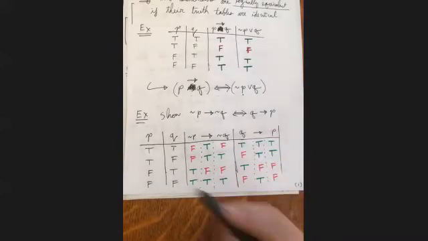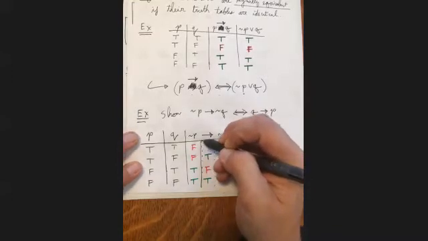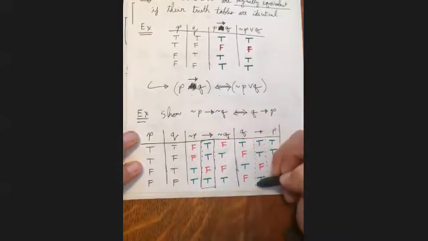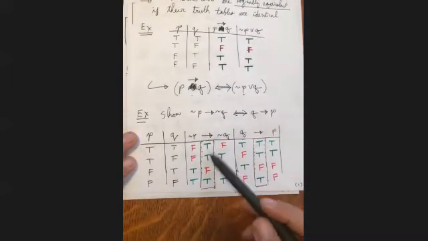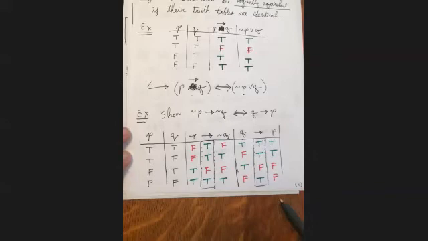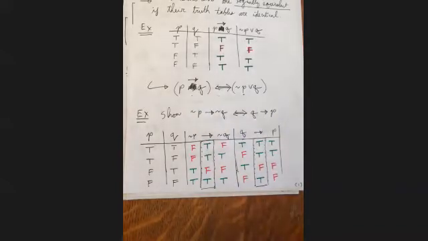So once we go through this, all we're interested in is the comparison of this column and this column. And what we see is that the values in this column are identical to the values in this column. And what that means is that these two statements are logically equivalent. So they're essentially the same statement, just with different symbols. That's what logical equivalence means.